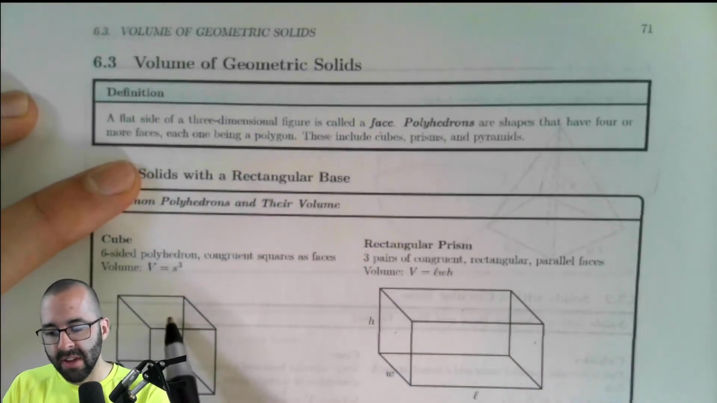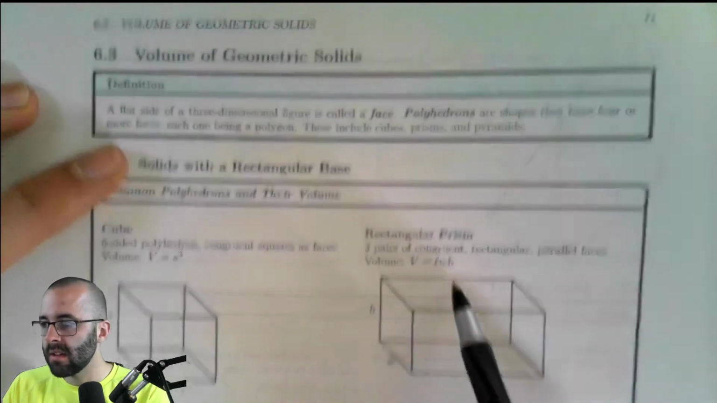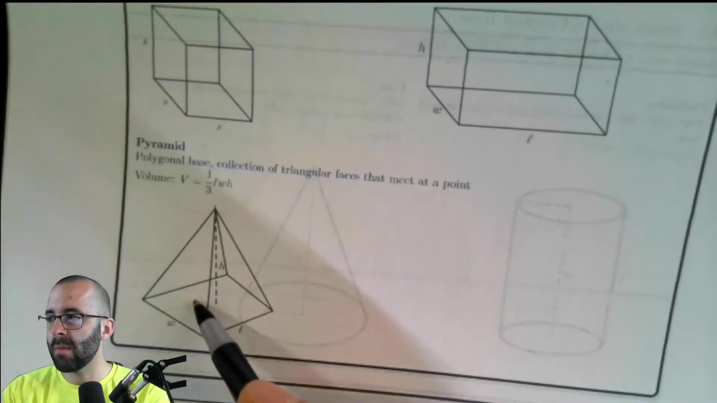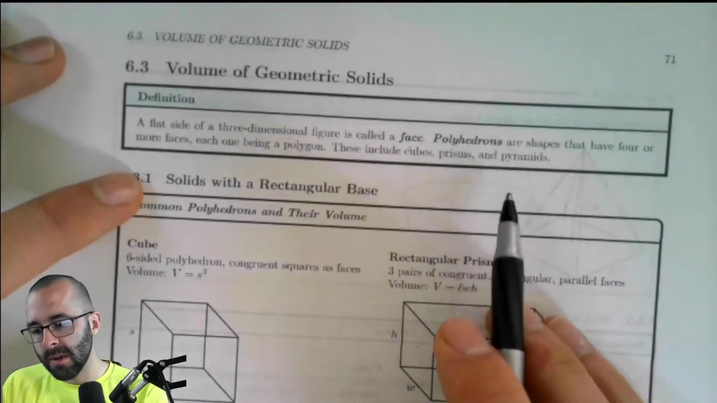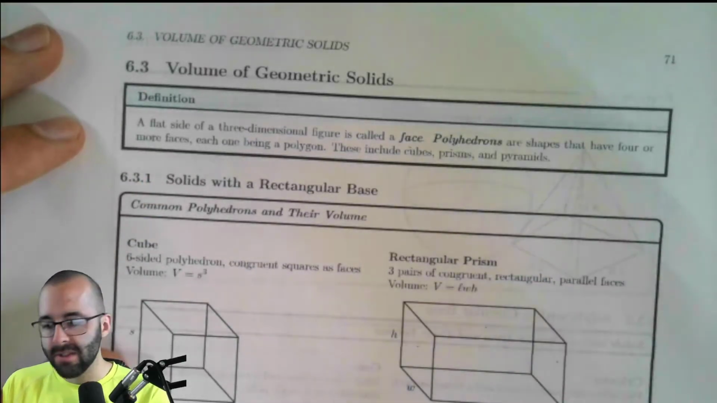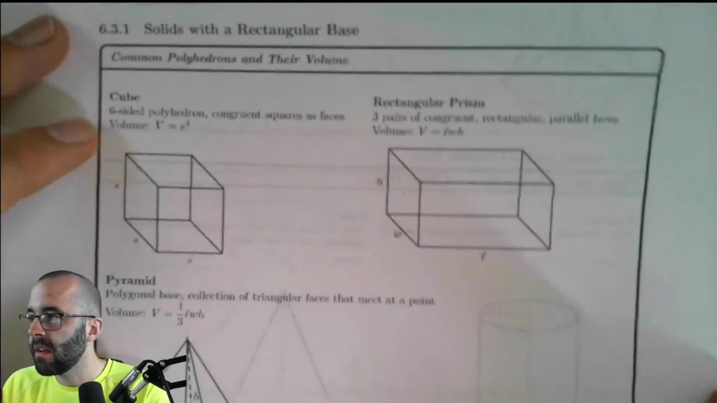So this face is a square. This face is a rectangle. This face down here is a triangle, but the bottom face is a square. So these are polyhedrons, okay? And some polyhedrons are cubes, prisms, and pyramids. We're gonna start by talking about solids with rectangular bases.